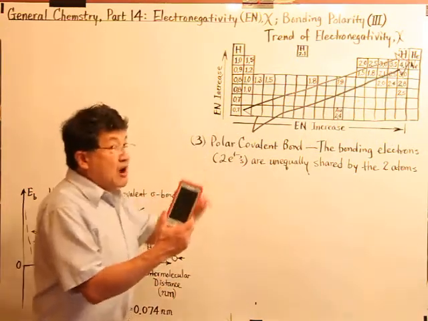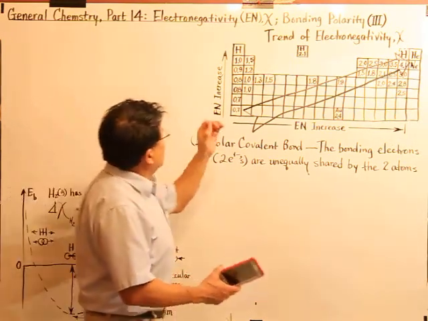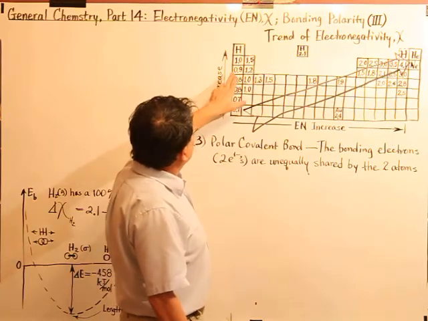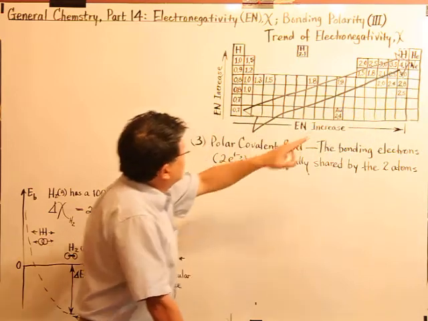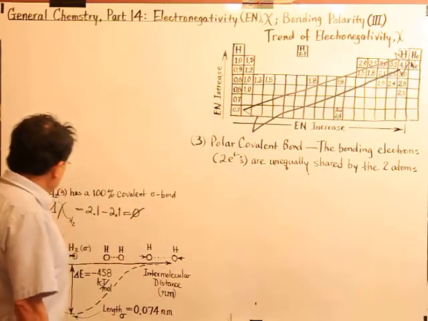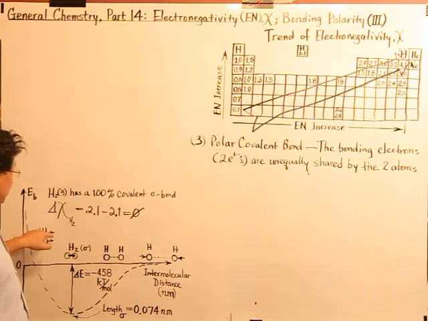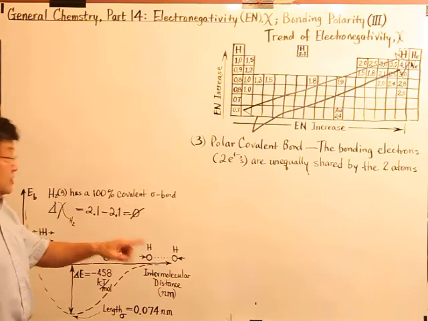Now, when we talk about ionic bonding, we use sodium chloride. Check the electronegativity values for sodium and chlorine. Sodium is 0.9. Chlorine is 3.0. The difference between them is 2.1. Here, of course, hydrogen is 2.1 and another hydrogen is also 2.1. So the difference in electronegativity between these two hydrogen atoms is going to be 0, right?